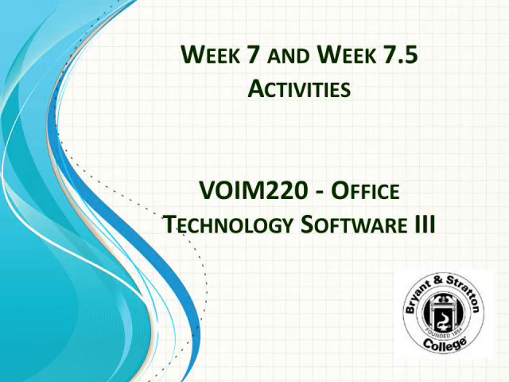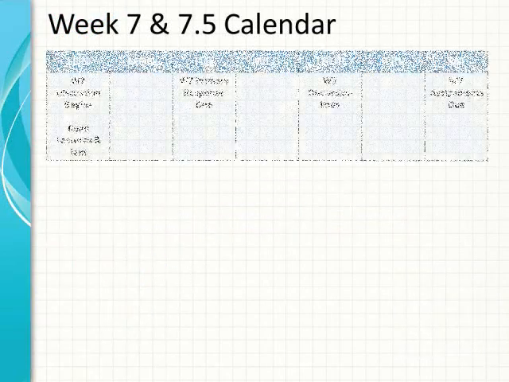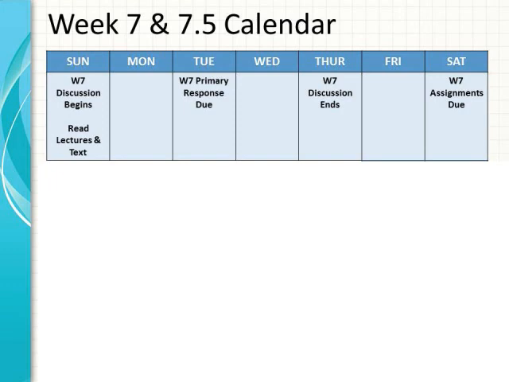Hi everyone. This video will review the Week 7 and 7.5 activities for VOIM 220, Office Technology Software 3. Let's take a look at the calendar for both these weeks. Week 7 looks fairly normal. It begins with discussion and reading our lectures and textbook on Sunday. Our primary response is due on Tuesday. Discussion closes on Thursday, and all of our assignments are due before midnight on Saturday.